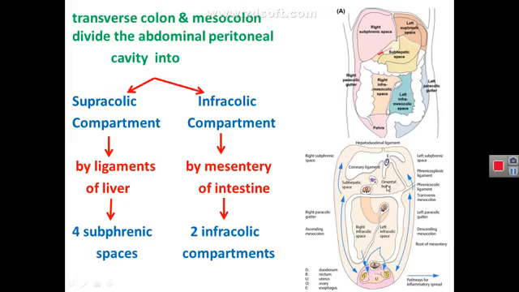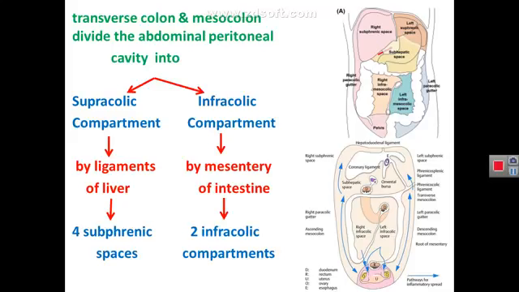So this region has four names: either omental bursa or lesser sac, or left posterior subphrenic space or left subhepatic space. Also, the root or the attachment of mesentery of small intestine divides the infracolic compartment into right and left infracolic compartments.